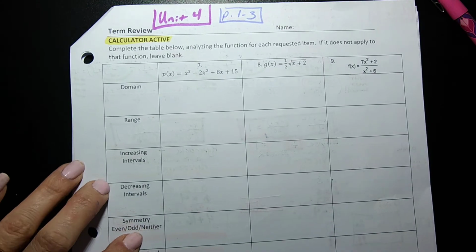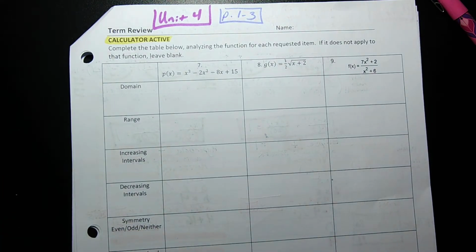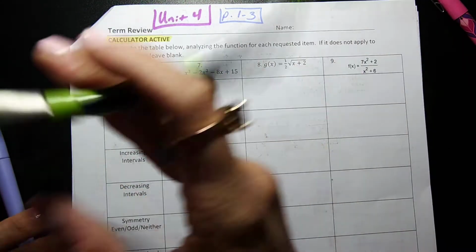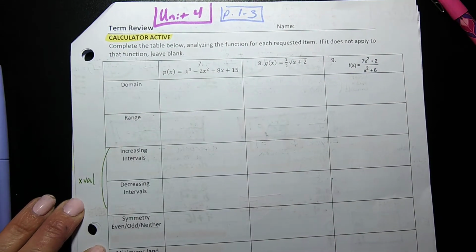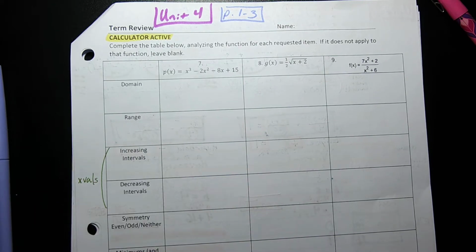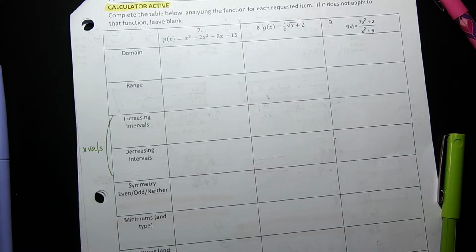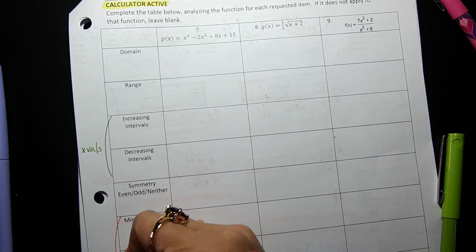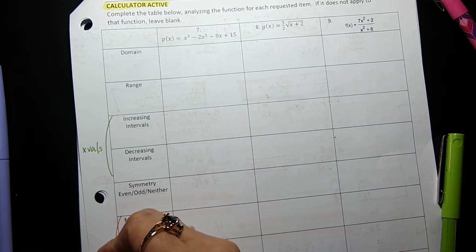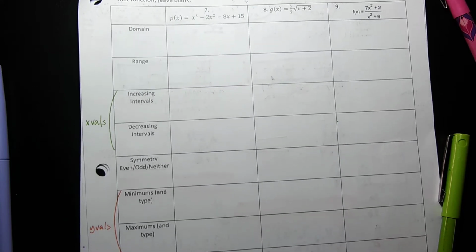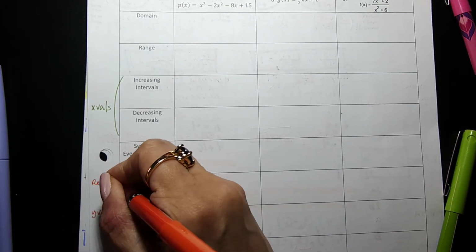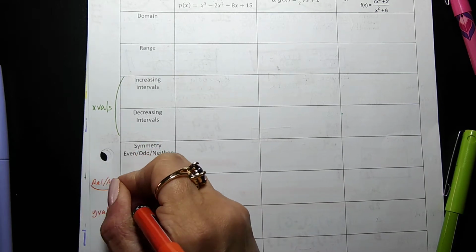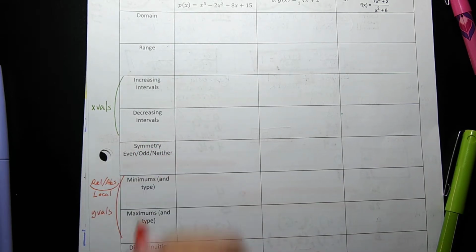The big things that I want you to take away from this page are increasing and decreasing intervals. You state those as X value intervals. Minimums and maximums, you state as Y values. And when it says type, it means relative or absolute. But remember on MyMathLab, when it asks for a local maximum or minimum, that means either.